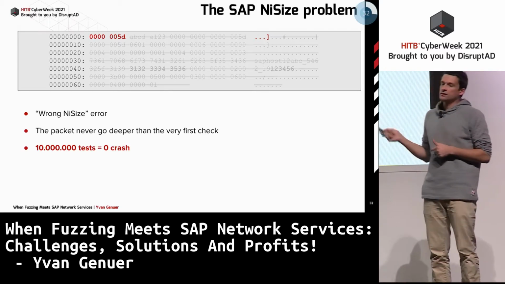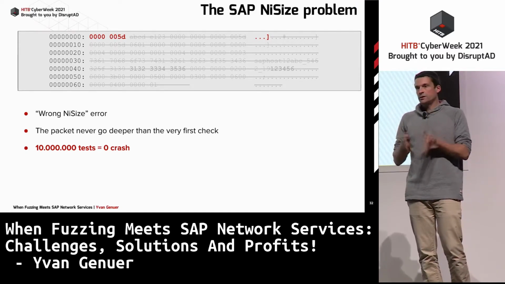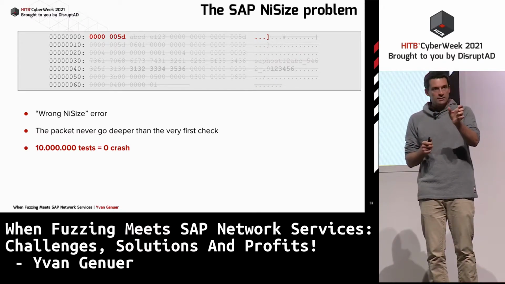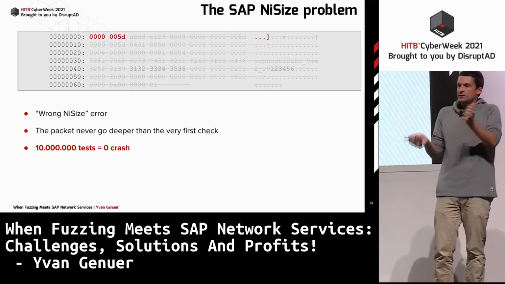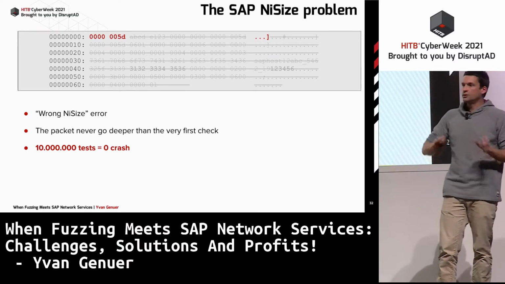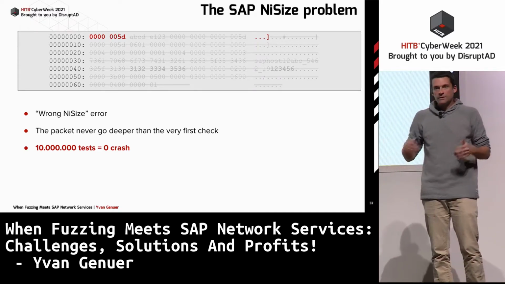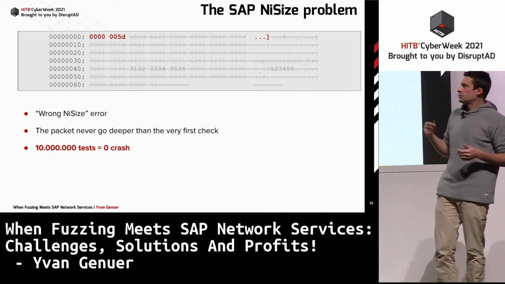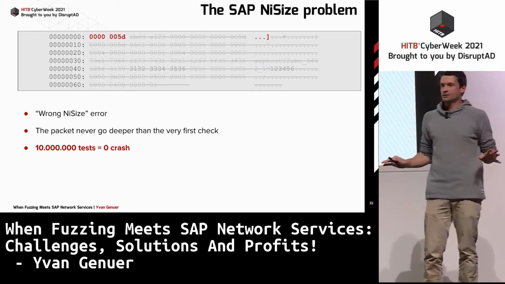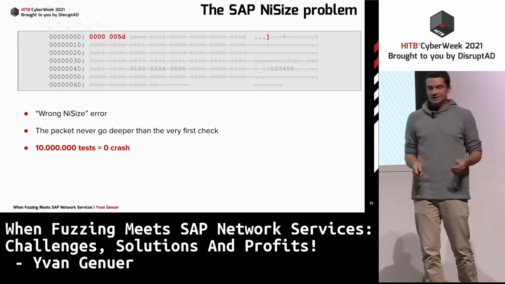When you send this kind of packet to the services, the very first check done by the services is to grab these first 4 bytes and compare them with the size of the packet you sent. If it doesn't match, it is dropped, and you never go deeper in the binary. So during our first test, we sent like 10 million tests and nothing crashed. Zero crashes. It was not the easiest part.